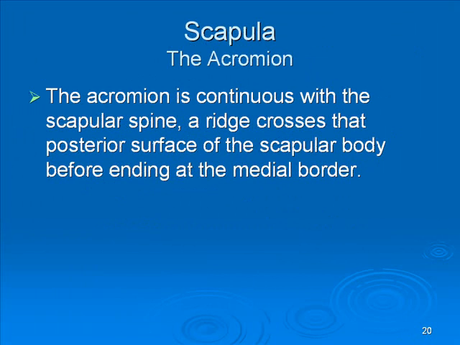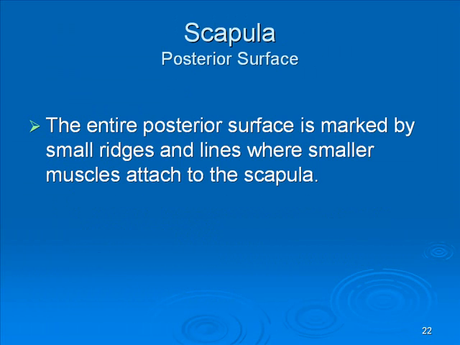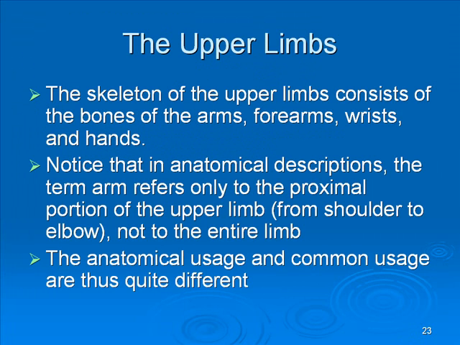The acromion is continuous with the scapular spine. This ridge crosses the posterior surface of the scapular body before ending at the medial border. The scapular spine divides the convex posterior surface of the scapular bone into two regions, a superior region and an inferior region, identified by the supraspinous fossa and the infraspinous fossa located below that spine. The entire posterior surface is marked by ridges and lines where smaller muscles can attach to the scapula. Now, upper limbs.